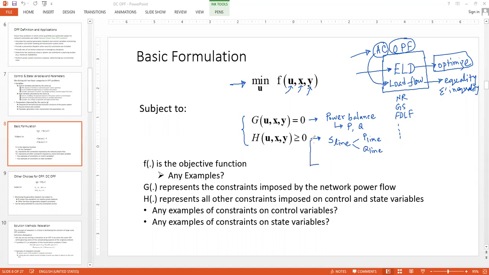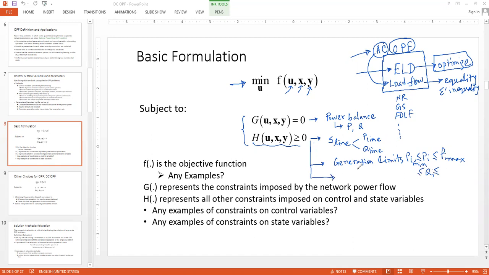Similarly, it can also be the generation limits, real power generation limits, and so on. So the generation limits will also be a part of the inequality constraints. As we said, Pi min less than or equal to Pi less than or equal to Pi max, and also you can talk about the Q in the same manner.